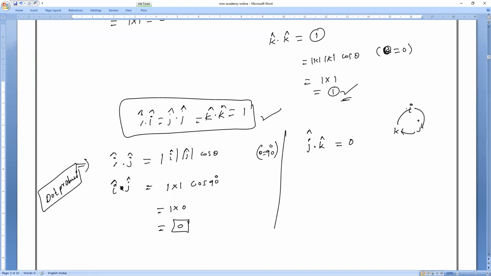Now what will come? K dot I, understanding? I dot K, whatever it is you can take. So I can take I dot K, which is equal to how much? 0. Everybody, respond, guys. 0. Clear?